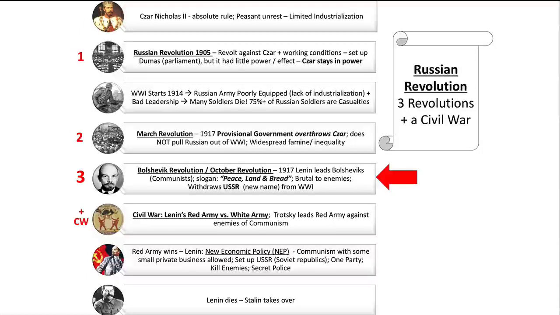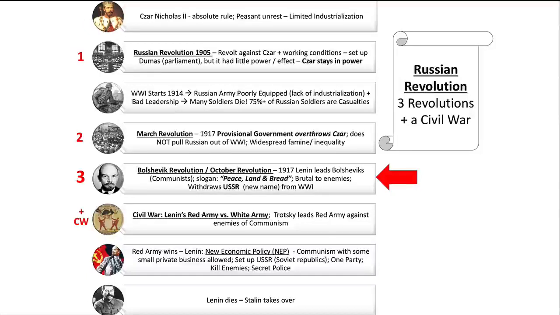All right. So he promises peace, land, and finally he promises them bread. Why does he promise bread? Because the people are starving. Remember, I told you, the conditions because of World War I were terrible inside Russia. The people are starving. He says, bring the Bolsheviks to power and you will no longer be hungry. All right? He promises peace, land, and bread. And so the Bolshevik Revolution is successful. They overthrow the provisional government, and that's the final revolution.